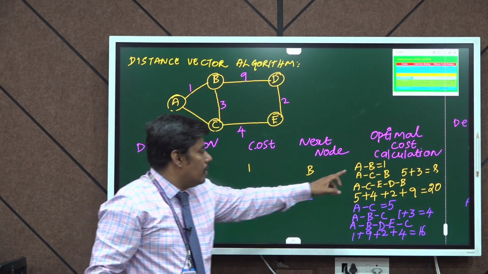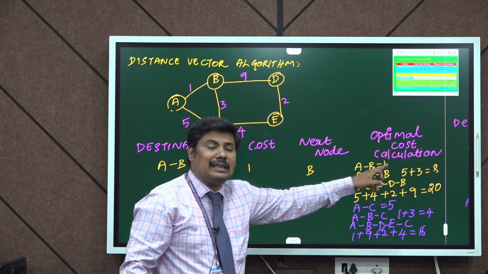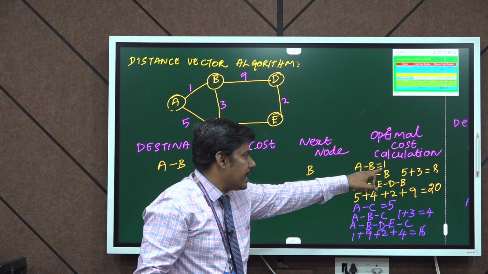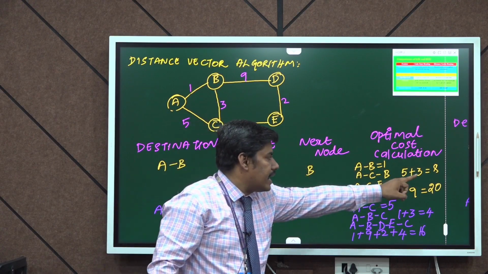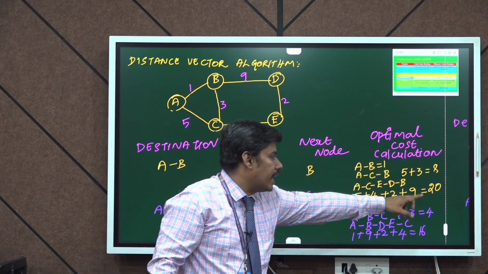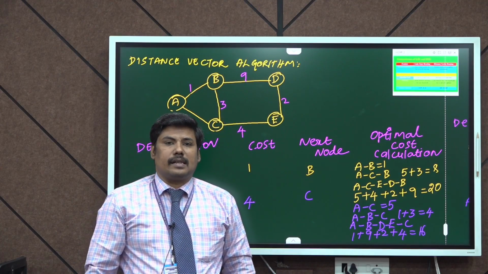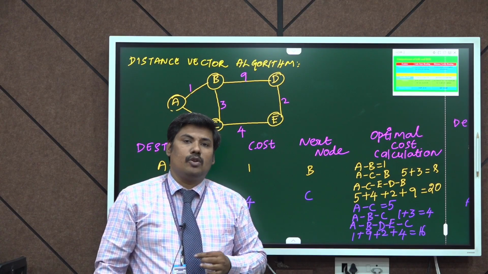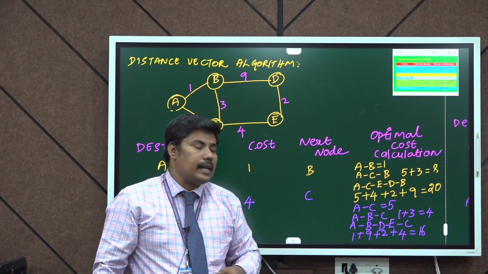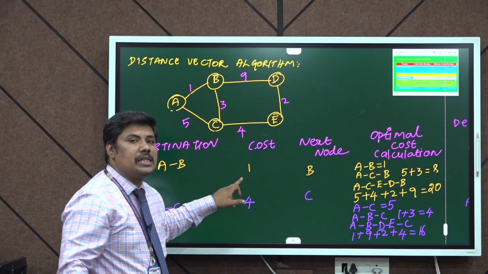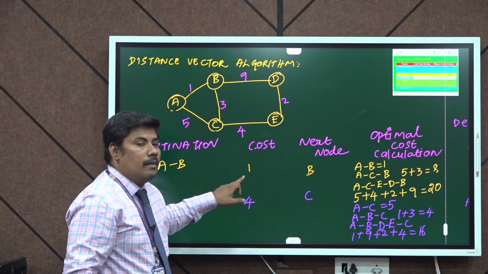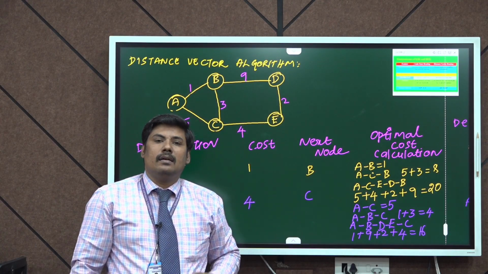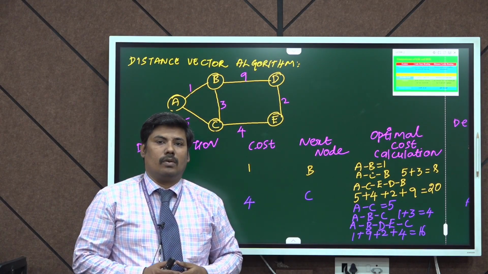Okay. Here we can get 3 kinds of distance values. Someone takes 1 as a distance, someone takes 8 as a distance, and the other one takes 20 as a distance. Here the shortest path is A to B equal to 1. So here I am writing my best path value is 1, and my next node is B.